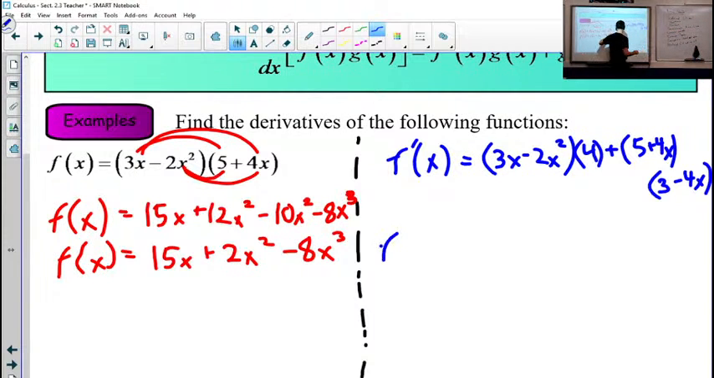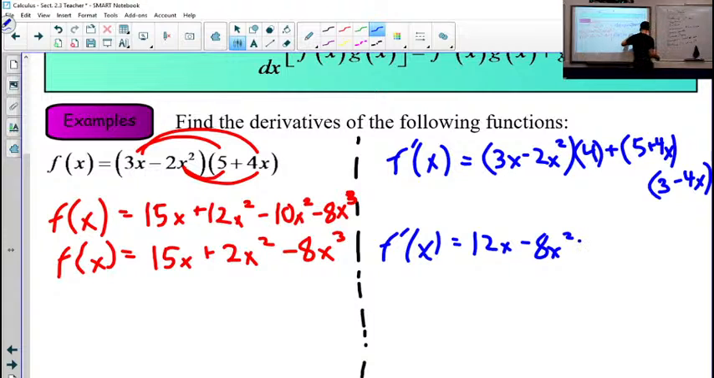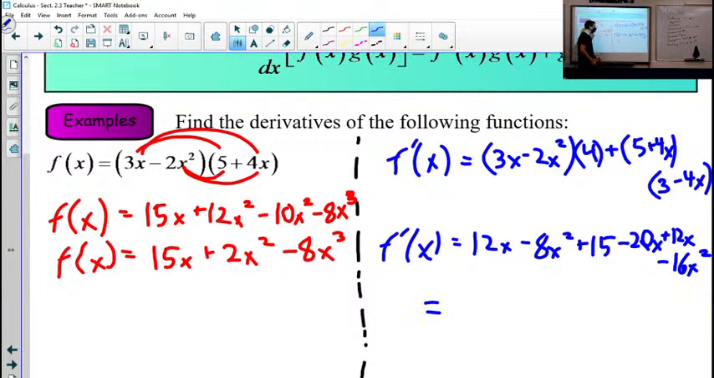So we're going to wind up having to do some distributing anyway. 4 times 3x is going to be 12x. This is going to be minus 8x squared. This is going to be 5 times 3 is 15. 5 times negative 4x is going to be negative 20x. 4x times 3 is 12x. Minus 16x squared. Simplify that. We have a negative 8x squared minus 16x squared is a negative 24x squared. 12 and 12 is 24 minus 20 is 4. Plus 15.